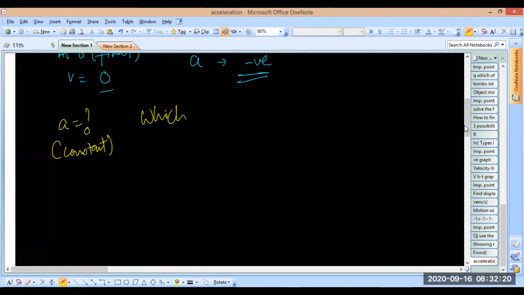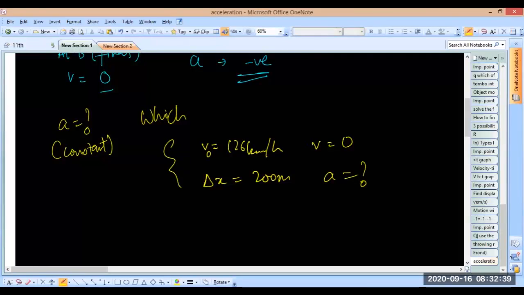I'll tell you why third. Think about it carefully. What do we know? We know the initial velocity. Okay. We know the final velocity. Okay. We also know the displacement, isn't it? So think about it, if you want to find A, which equation has all these 4? Which equation has all these 4? Third, yes. See, that's why third.